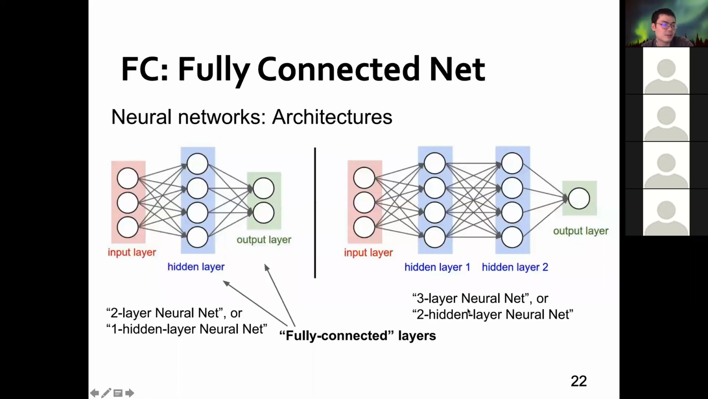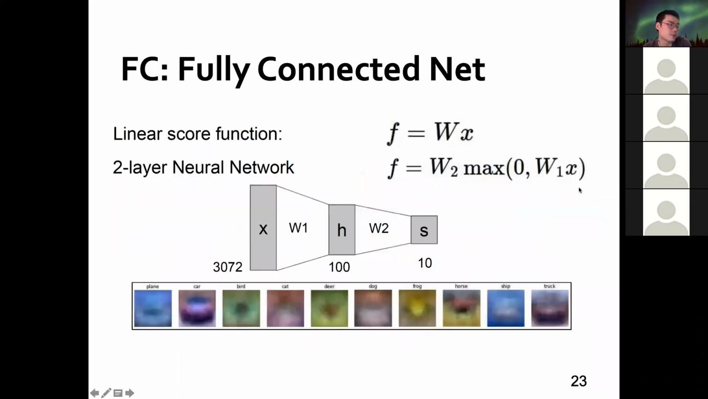Or we can put in two hidden layers, because these blue ones are hidden. This red is the input, and this green is the output. If we use code, we can write it like this.